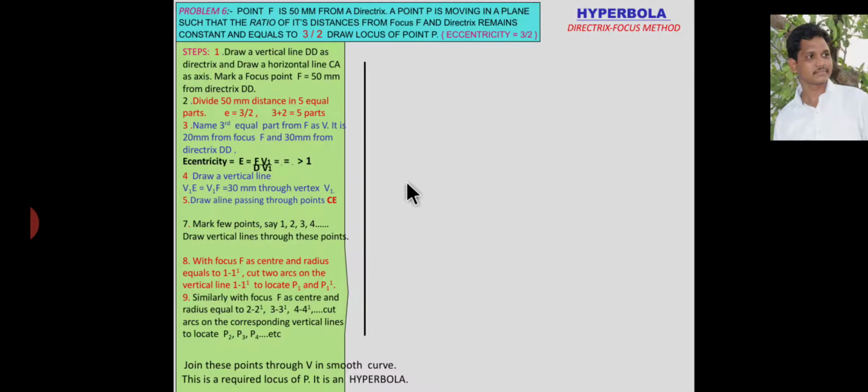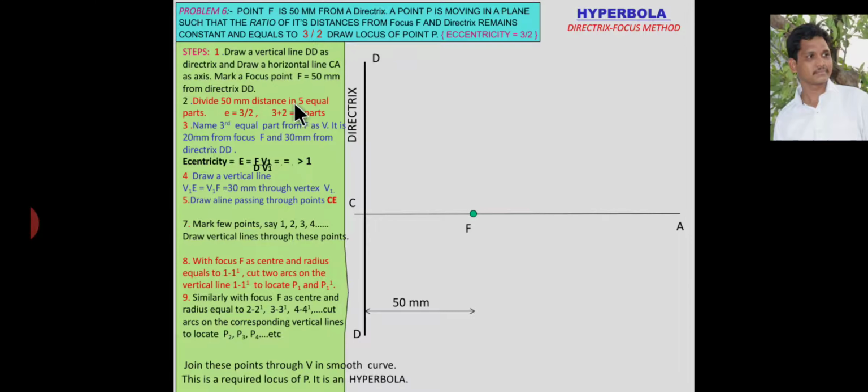First of all, draw an imaginary vertical line as directrix, that is DD as directrix, and draw an imaginary horizontal line as axis CA. Then mark a fixed point F at a distance of 50 mm from the directrix. From the given data, F is a fixed point and the distance between the fixed point and directrix is 50 mm. So this is the directrix, this is the fixed point.